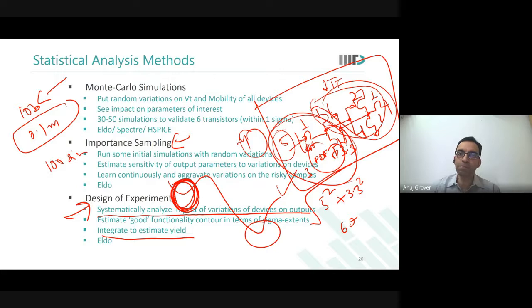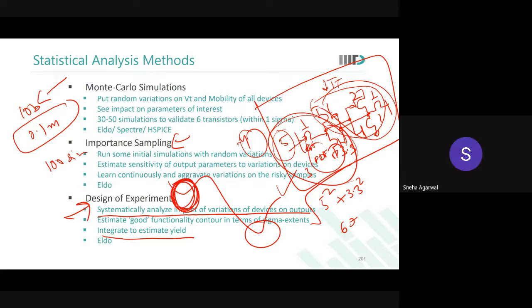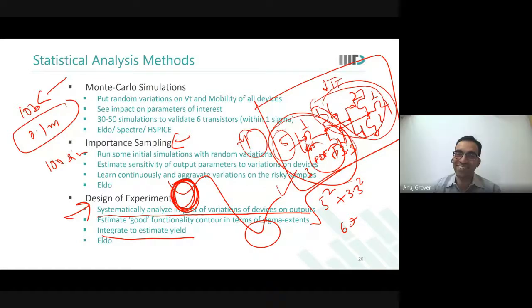Is that okay? Yes, sir. तो सर ये इनमें से कोई एक किया जाता है, सारे किए जाते हैं? Depending on आप क्या काम कर रहे हो.